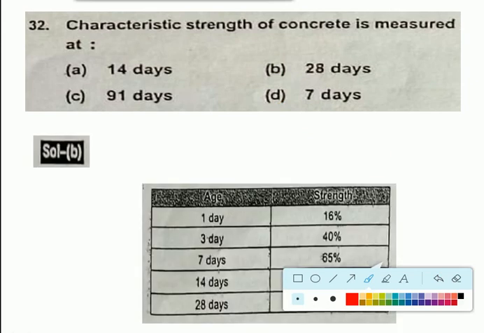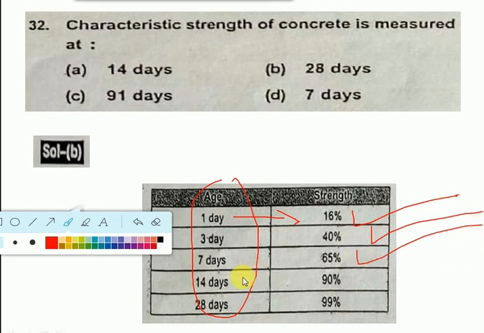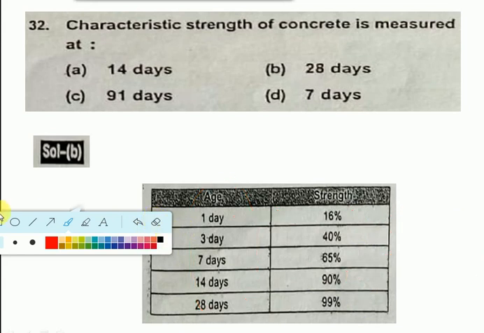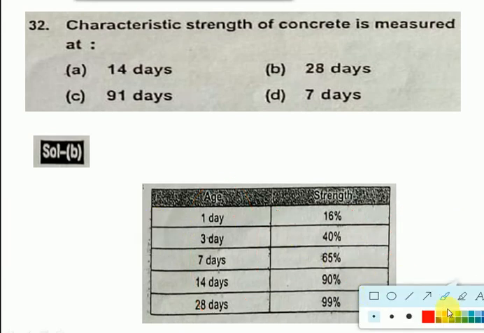This table column is also very, very important. Just remember this table column. Age, right? For 1 day the strength achieved is 16%. For 3 days it is 40%. For 7 days 65%. For 14 days it is 90%, and at 28 days it will achieve 99%. You just have to remember this point. Let's move to the next question.